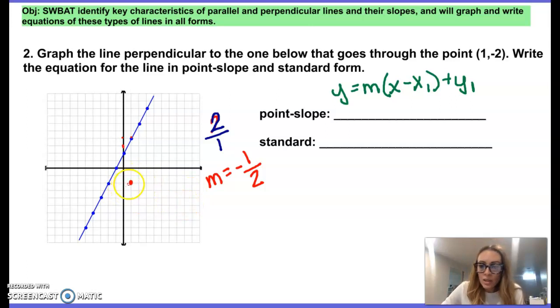And now we can just track that slope. So we're going to be going 1, 2, and down 1 over 2. 1, 2. And this line is going to be awful, you guys, because I have a track pen, and it's not too bad. Okay, there's our line.